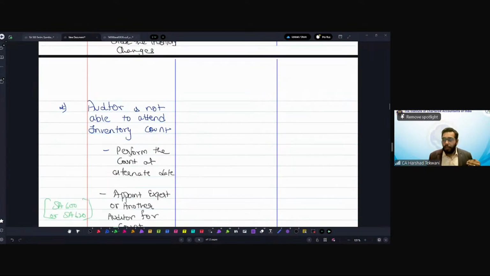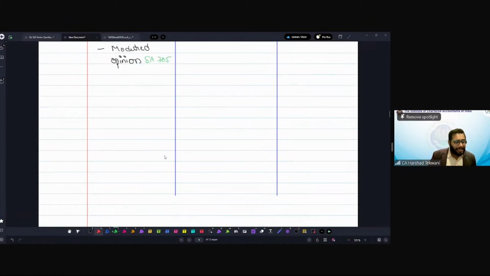So this is something you should do when you are not able to attend the inventory count. Now there is one more point that I want to discuss: inventory lying with a third party. What will you do if the inventory is lying with a third party? External confirmations. Okay.